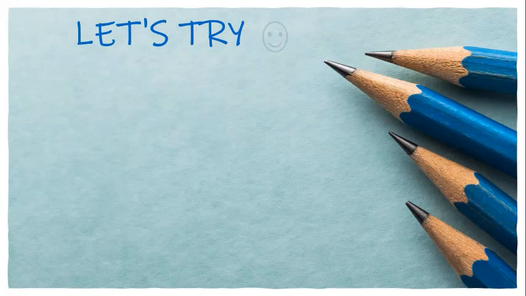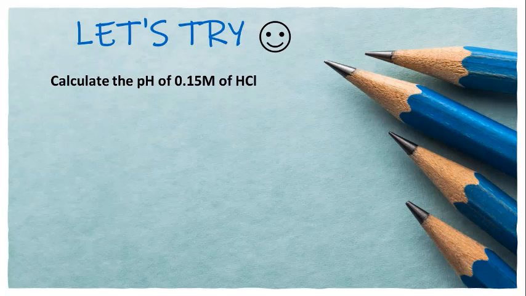Let's try this example. Question: calculate the pH of 0.15 molar of HCl solution. From this question, we know that HCl is a strong acid and 0.15 molar is the initial concentration of the HCl. To find the pH, we must have the concentration of hydronium ion or concentration of the proton.